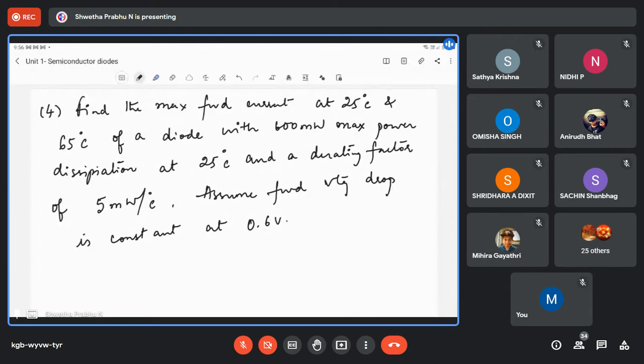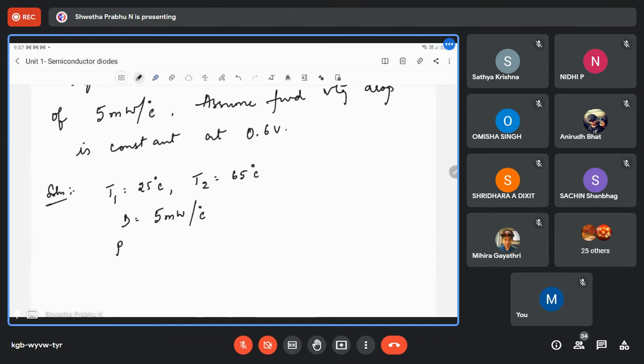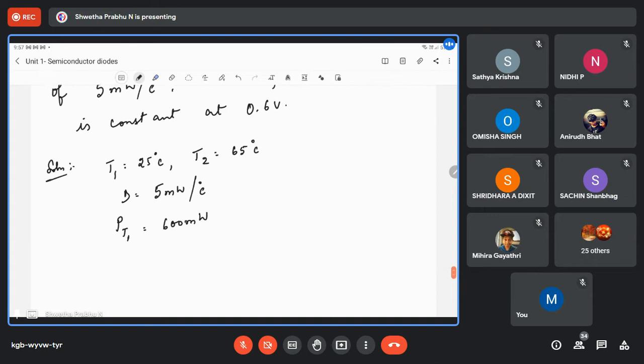This is the given question. First you read the question. So they have given T1 equal to 25 degrees Celsius, T2 equal to 65 degrees Celsius, derating factor is 5 milliwatt per degree centigrade, and they have given power at temperature T1, that is 600 milliwatt at 25 degrees Celsius. They're asking you to find the forward current at 25 degrees Celsius as well as at 65 degrees Celsius, that is at T1 and T2.